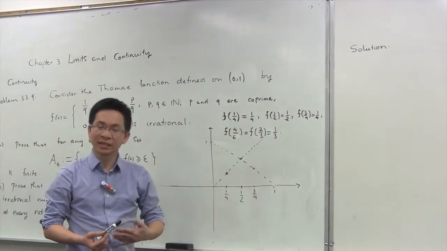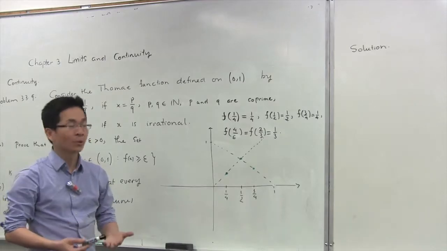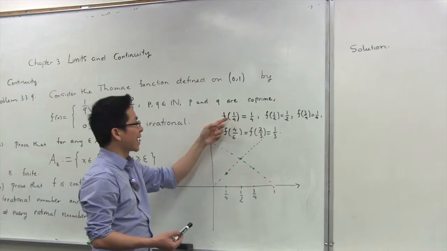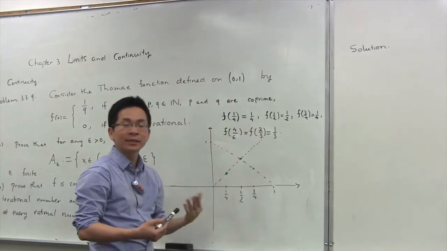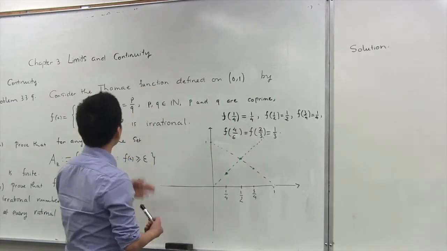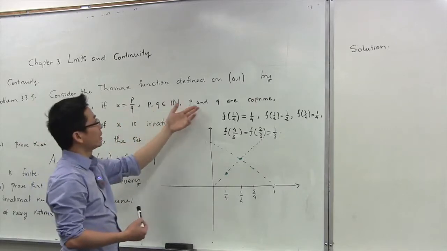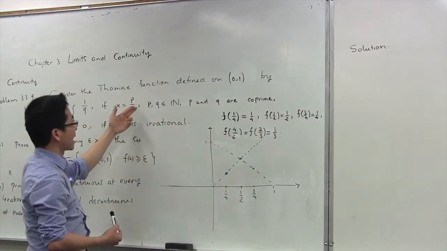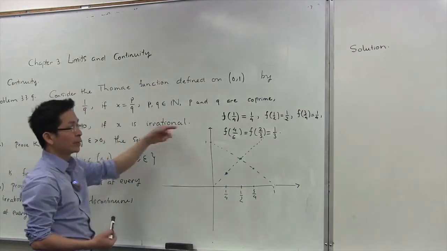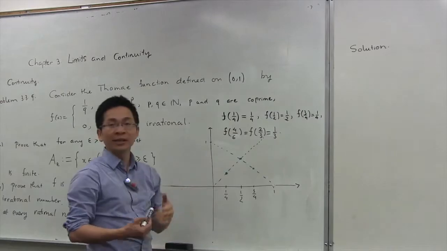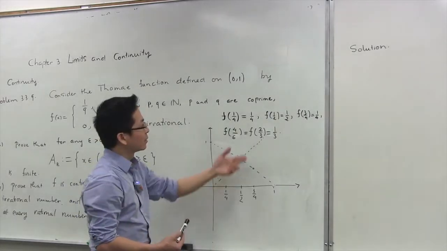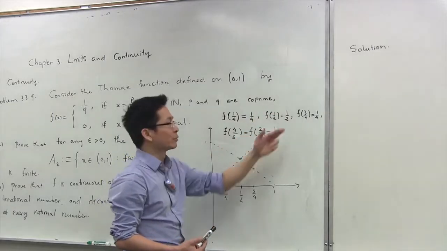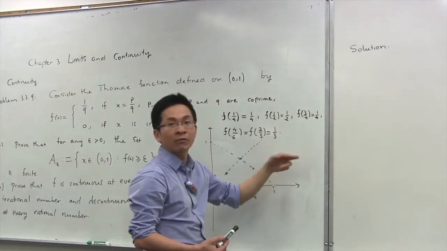To better understand this function, let me give some examples of computing the function values. Now here, if x is equal to 1 over 4, that is a rational number written in the form p over q, where p and q are co-prime, then f(x) is equal to 1 over q. So in this situation, f(1/4) is 1/4. Alright? And similarly, f(1/2) is 1/2. f(3/4) is 1/4.